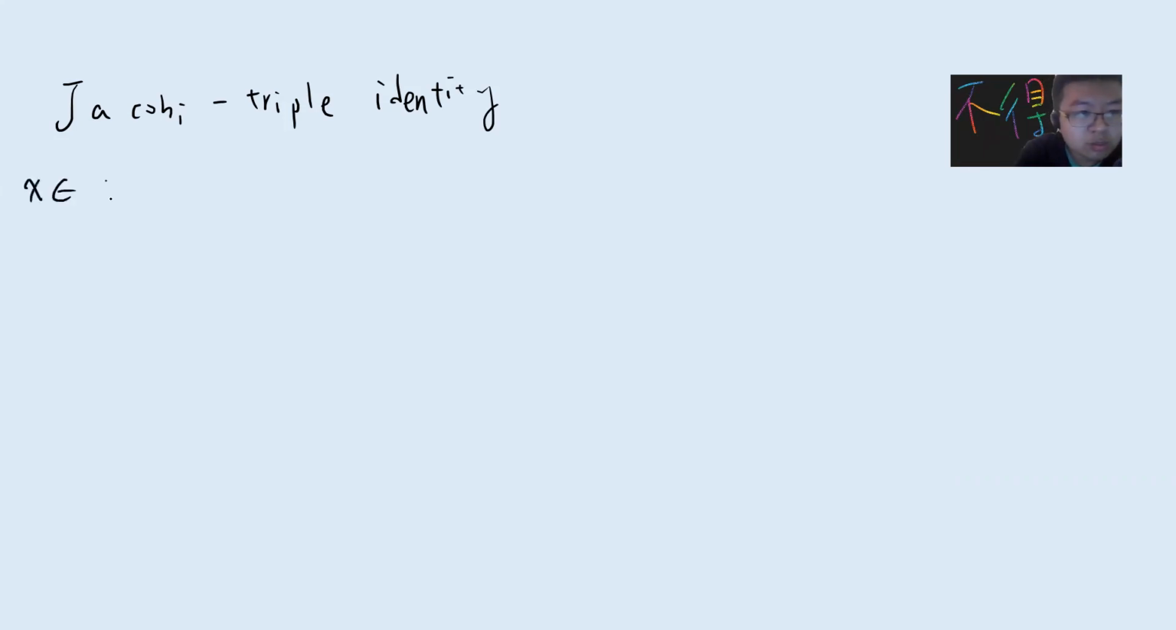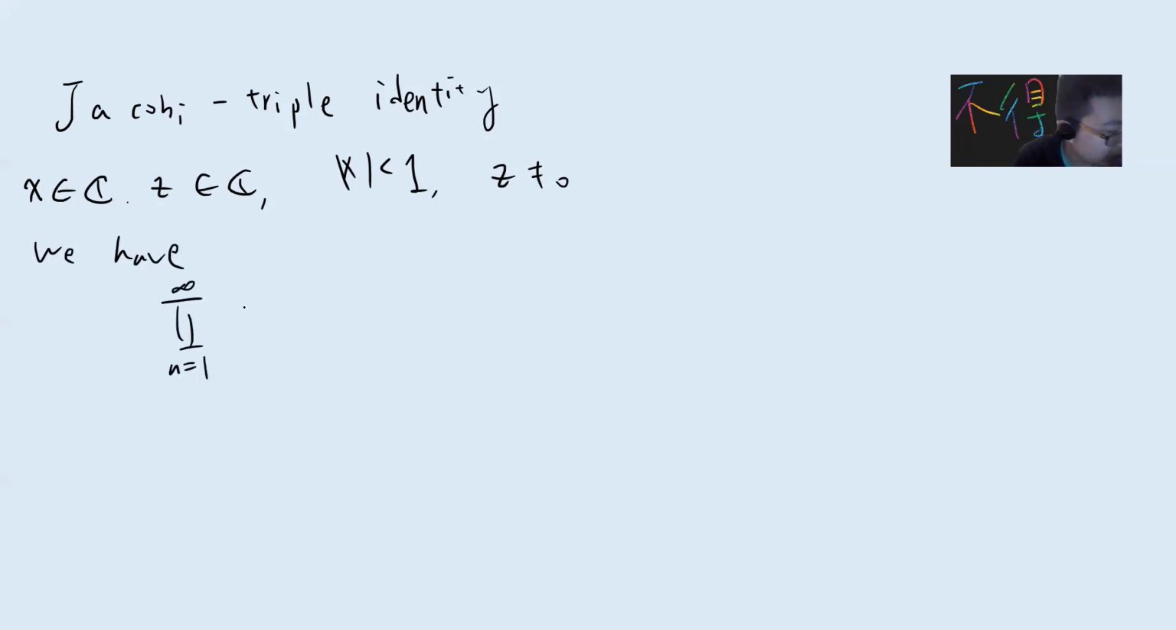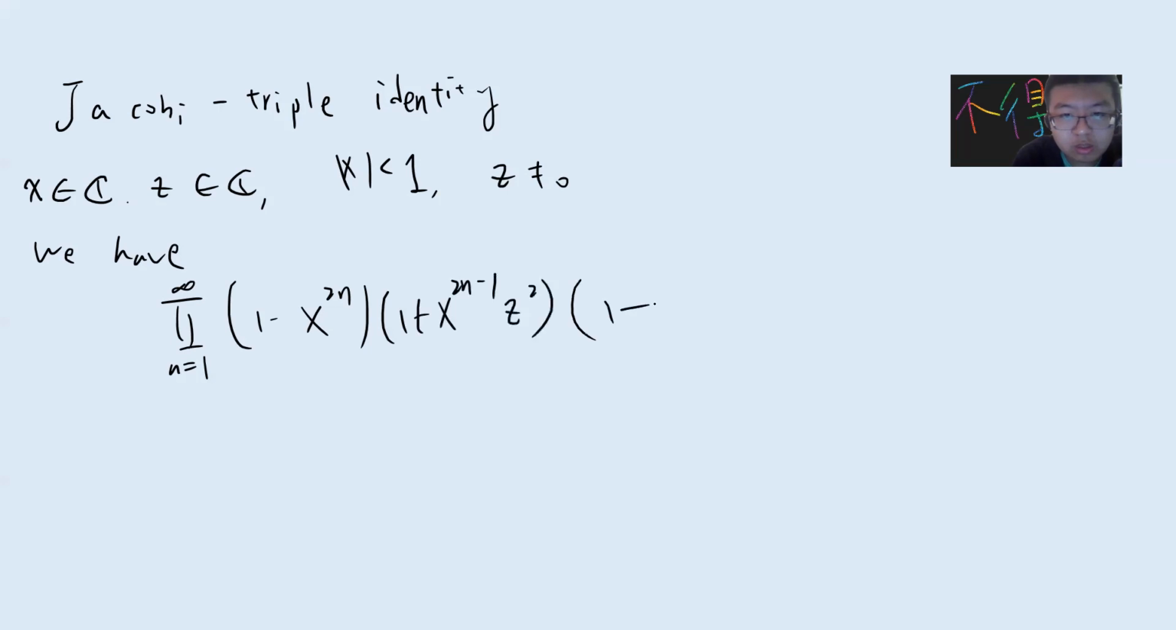Okay, so let's say x is a complex number and z is a complex number, with |x| less than 1 and z non-zero. We have the product for n from 1 to infinity of (1 - x^n)(1 + x^(n-1) z^2)(1 + x^(n-1) z^(-2)) equals the summation over m of x^(m^2) z^m.